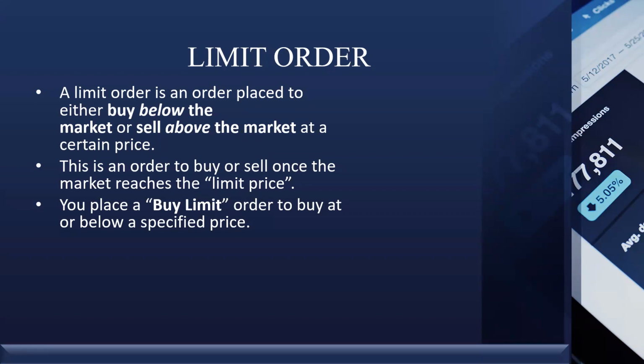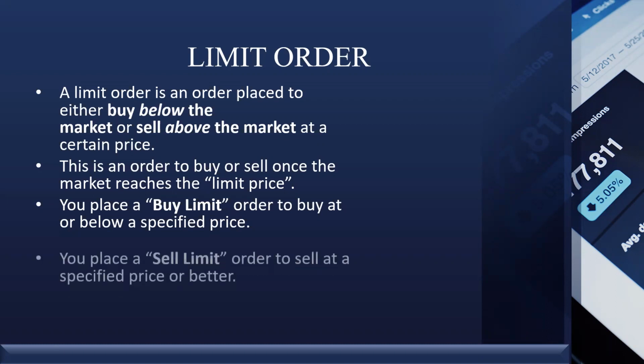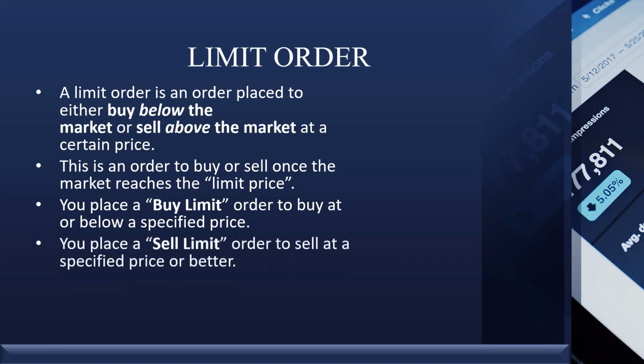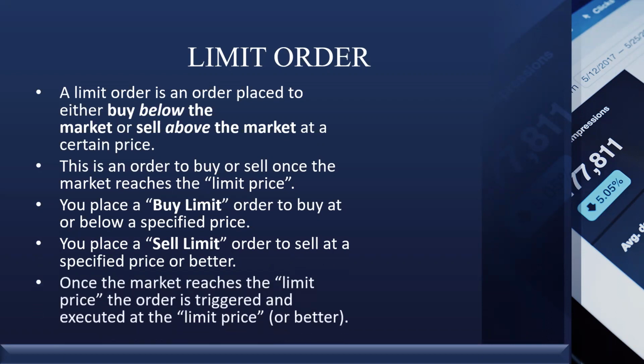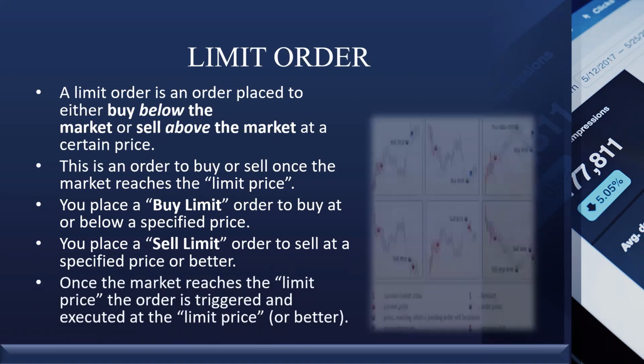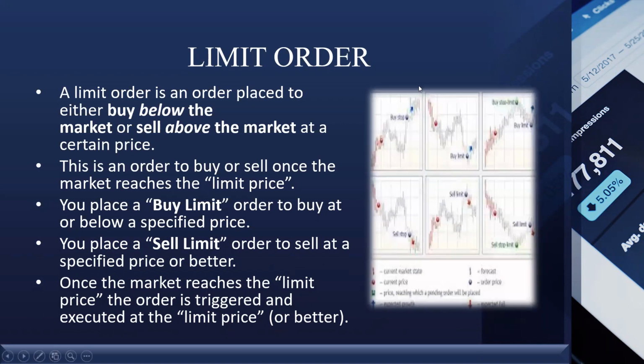So you place a buy limit order to buy at or below a specified price. Then your sell limit is an order to sell at a specified price or even better. Once the market reaches that limit price, the order is triggered and the limit order is executed. If you look at this diagram here, you see different sell limit and buy limit orders. That is how it is.